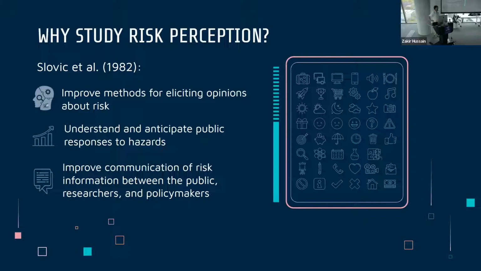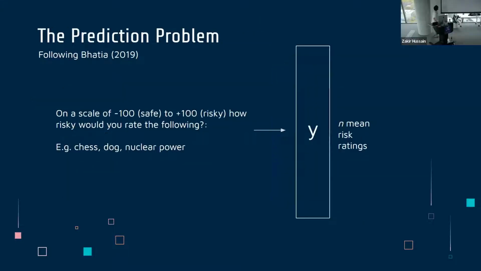And you can also think about the recent example of the pandemic and how people's perceptions of getting COVID, the risk of getting COVID, and also the risks of getting vaccinated played a really important role and were very consequential. So that's the motivations. Now, what are we doing? We did a reanalysis of work by Bhatia in 2019.